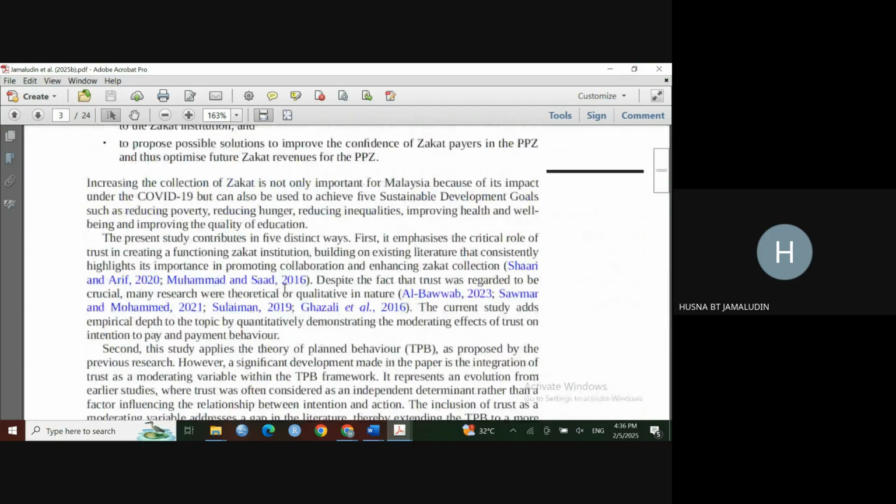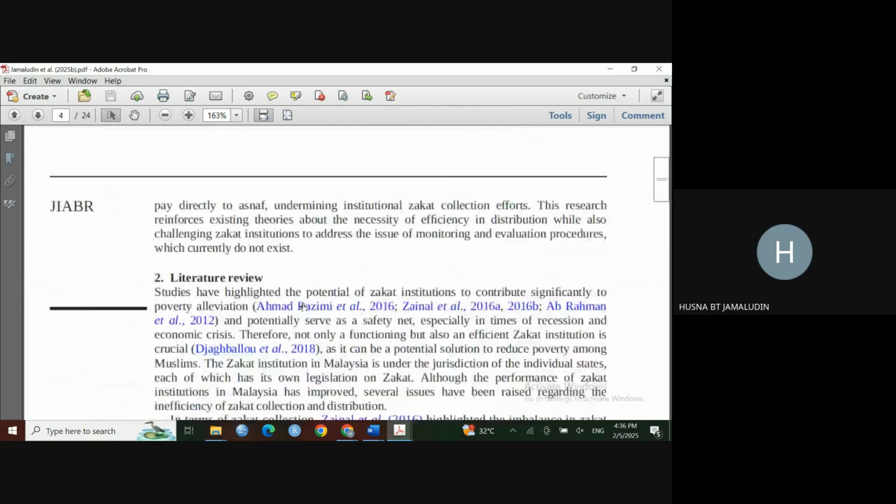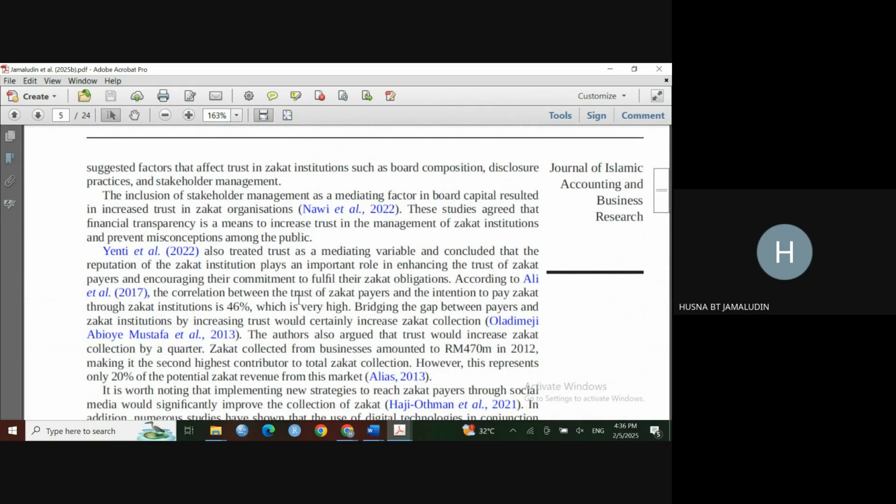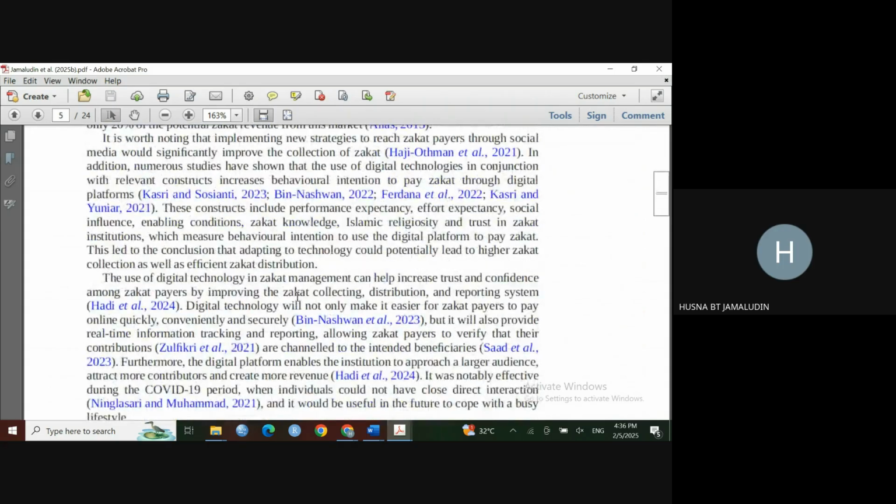Okay, here I mentioned that the present study contributes in 5 distinct ways. But then, this is the significance of the study. But you also want to show the gap in the literature. So after reviewing all the issues faced by the zakat institution, what did I find?